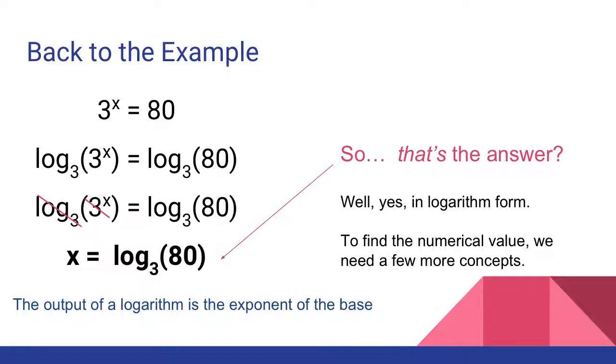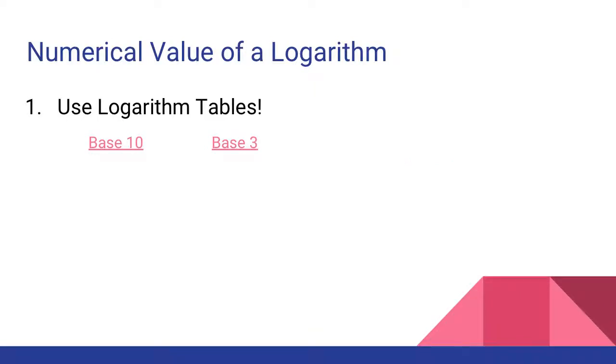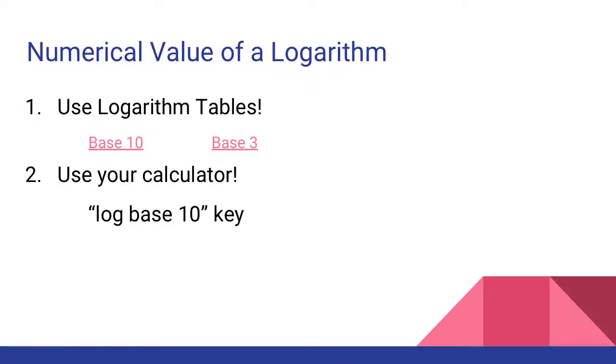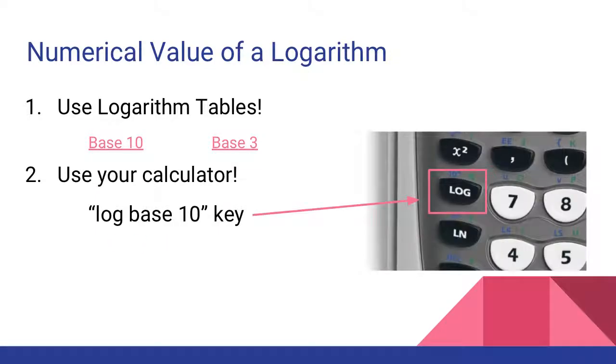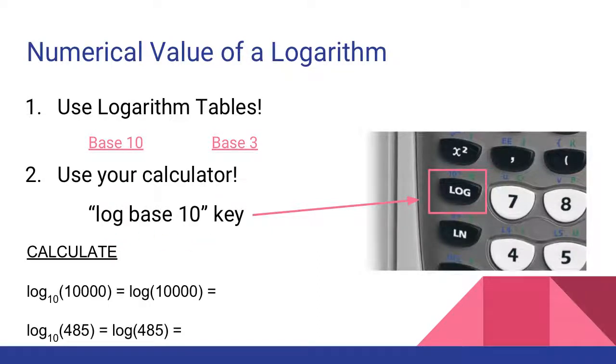It's in logarithm form, and so we want to find a numerical value. We need a few more concepts. To finish, we could use logarithm tables, which are complex and complicated. That's what people used to use before we had calculators. But since we do have a calculator, we're going to use our log base 10 key, which can be found right on your calculator, where you have log in this spot, on the bottom left side. You can use that to calculate.